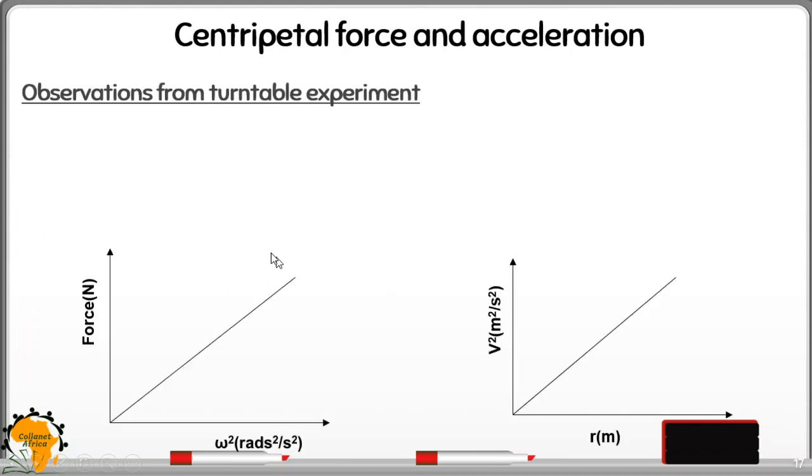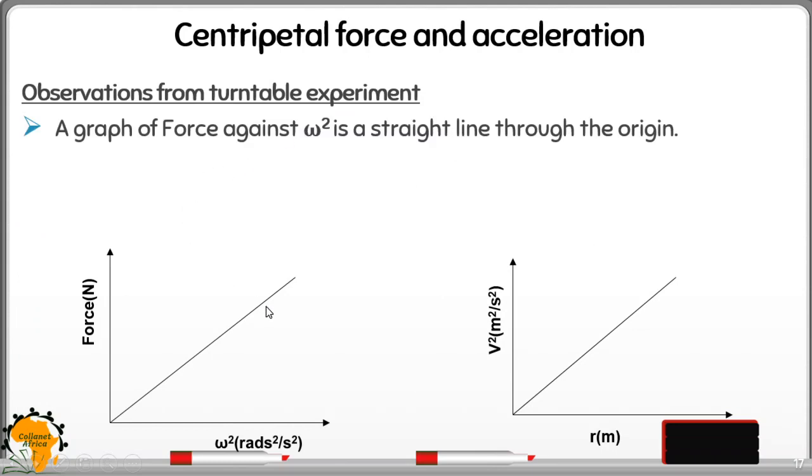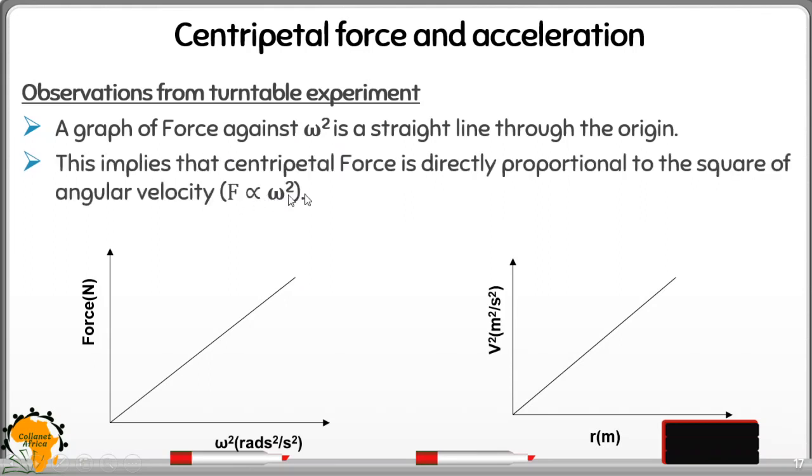We can get the results of the observations from the turntable experiment, and this one is always explained using graphs. We have a graph of force against omega squared, and this graph is a straight line through the origin, which implies that the force and the omega squared are directly proportional.